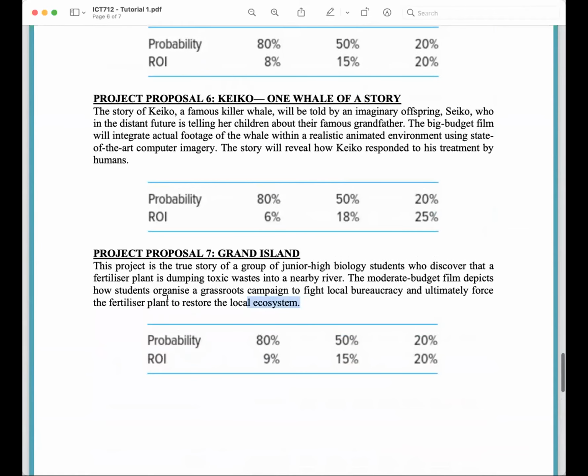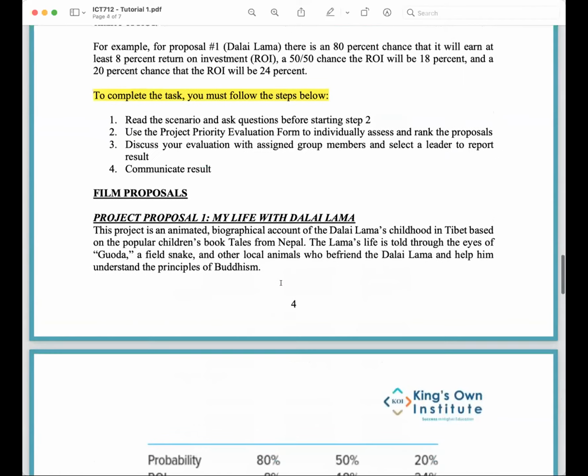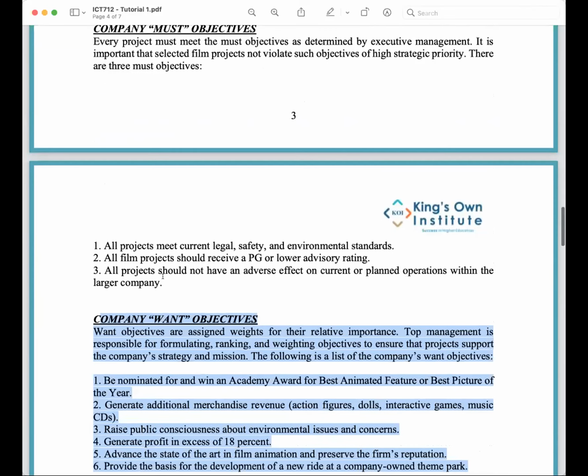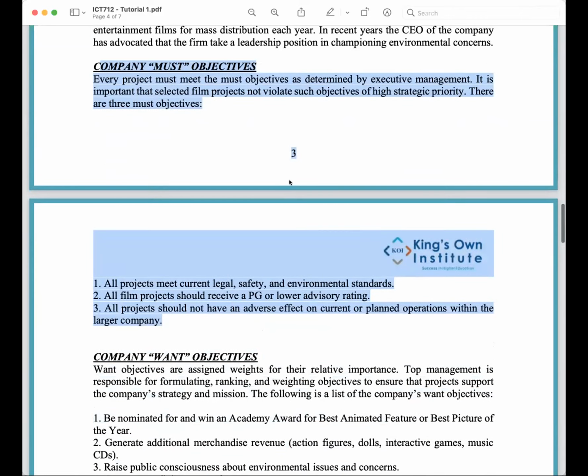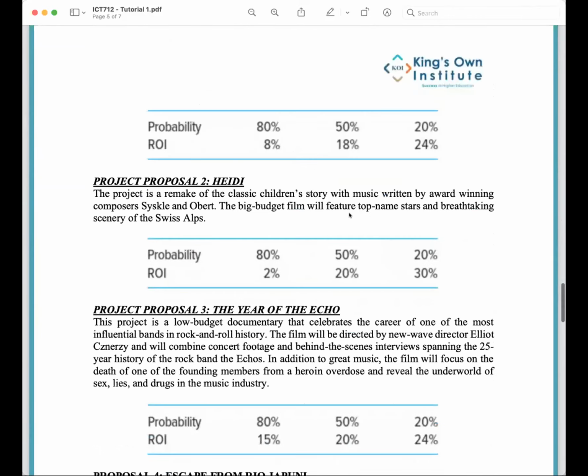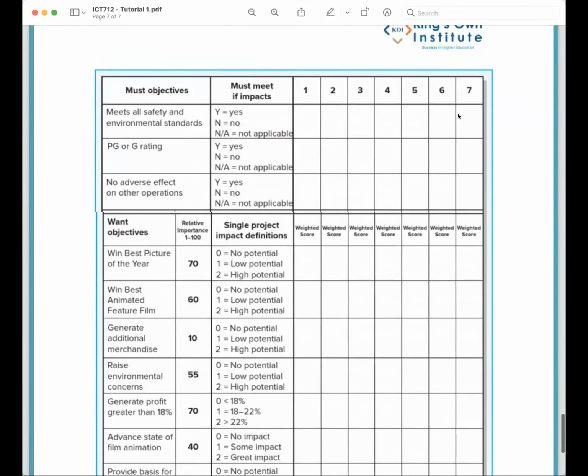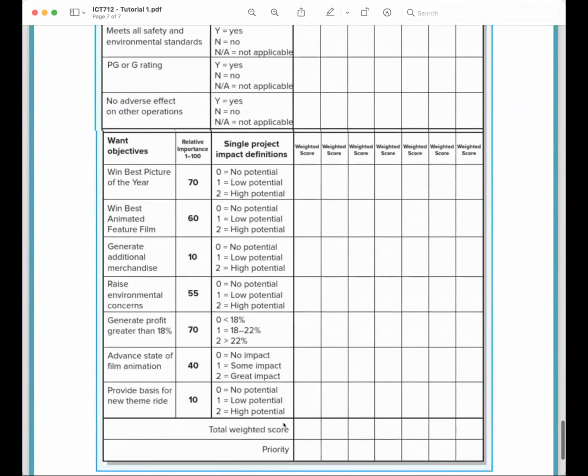You need to read what that project is all about. And based on your reading and on understanding what we're trying to do, which is your objective, the want objective and the must objective of the organization, you need to evaluate each of these proposals, put these answers in this table, and based on that, calculate the weighted score model like we just did. So you might say 1, okay, 70 multiplied by 1 is 70, plus 60 multiplied by 1 is 60, plus 10 multiplied by 1 is 10. So you get the total.